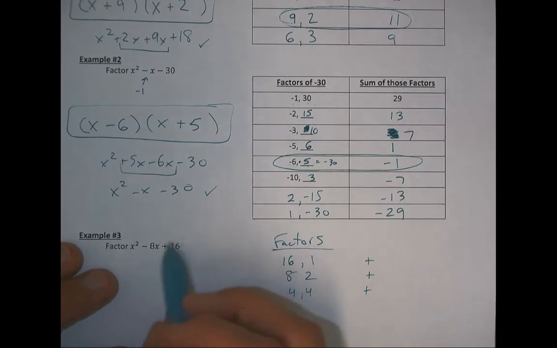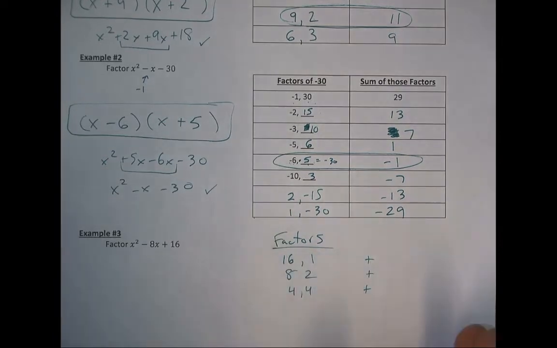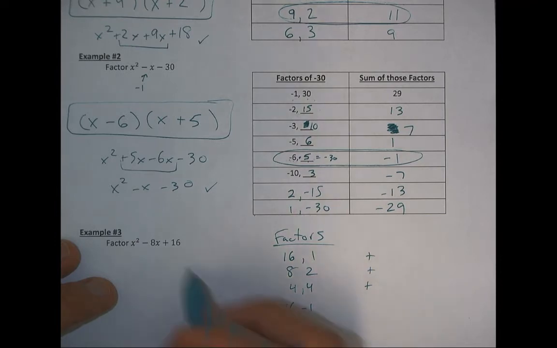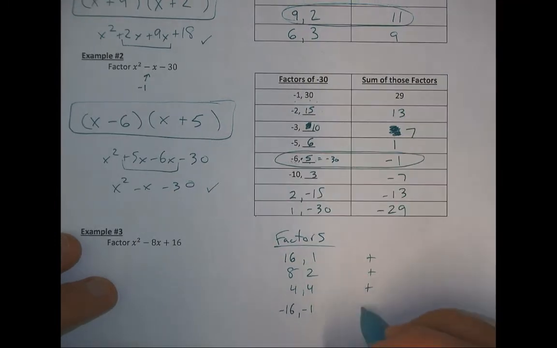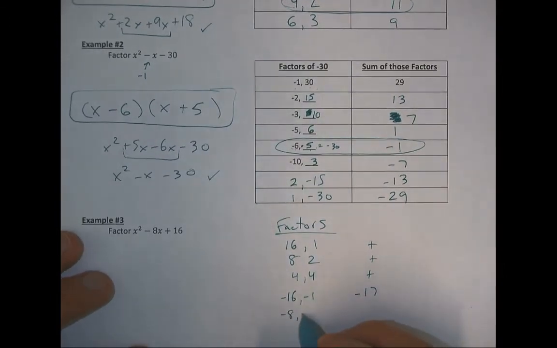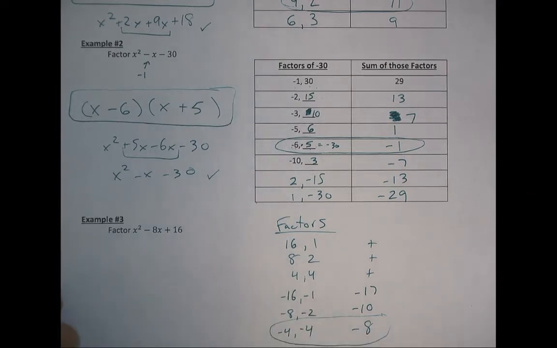So how do I multiply to create a positive, but when I add them together, I have to get -8. The only way that's going to happen is if I have two negatives. So -16 and -1. When I multiply two negatives, I still get +16. Put those together, that's -17. All right, -8 and -2 multiply to +16. Together, that's -10 when you add them. No good. And so it's -4 times -4. That gets you +16. And when you add them, you get -8. So those are the factors that also have a sum of -8.